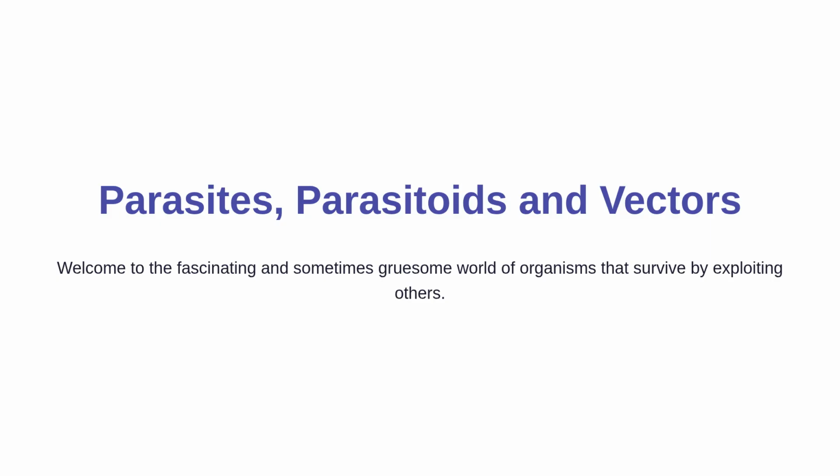Today, we are going to explore the fascinating and sometimes gruesome world of organisms that survive by exploiting others. We will look at parasites, which steal resources, parasitoids, which consume their hosts entirely, and vectors, the living bridges that transport diseases. Understanding these creatures is not just about biology, it is about saving human lives, protecting our agriculture, and understanding the complex evolutionary arms race that shapes our natural world. Let us dive in.